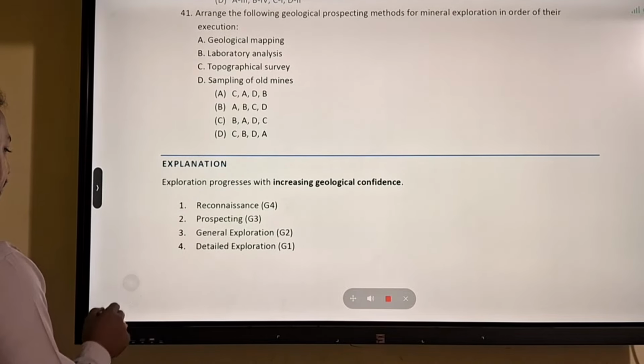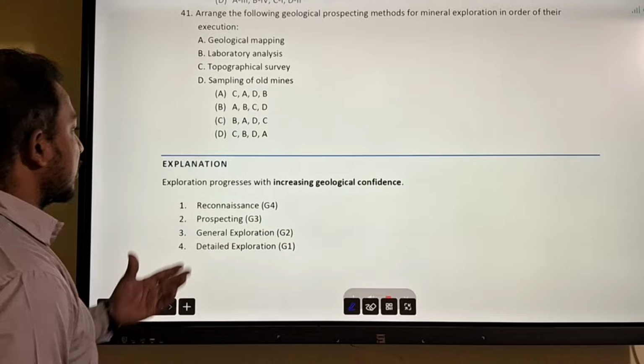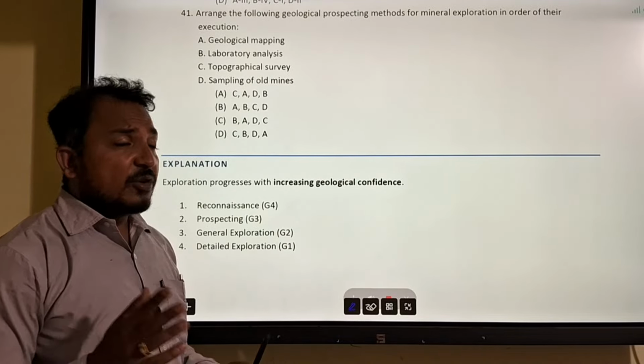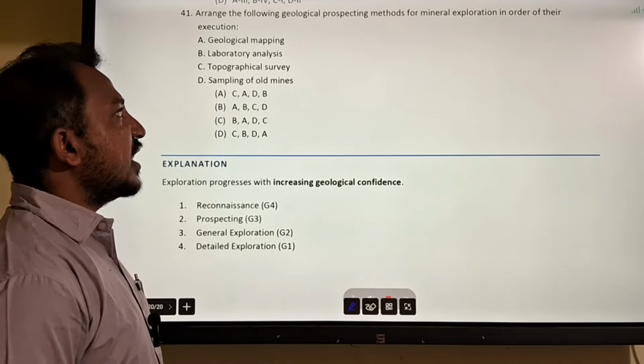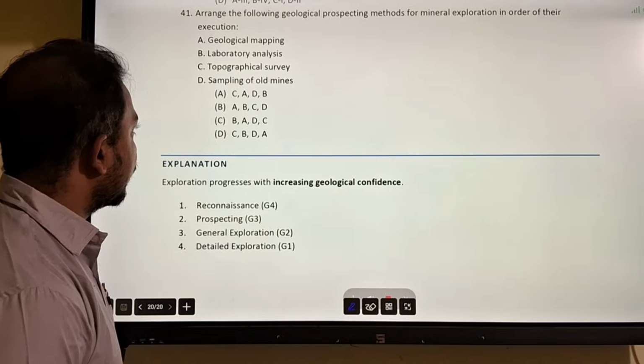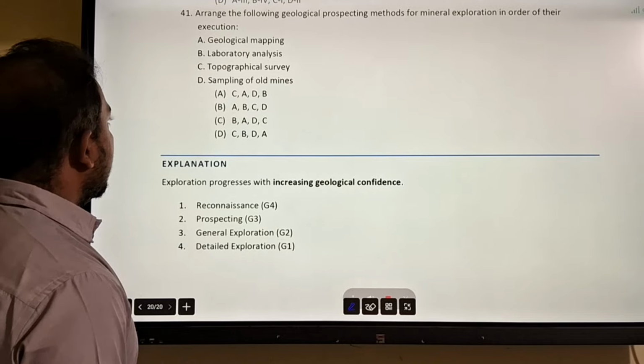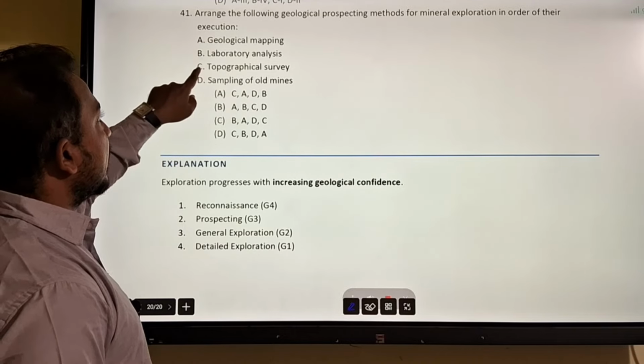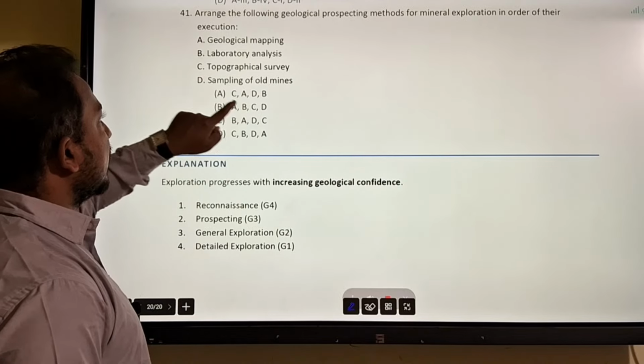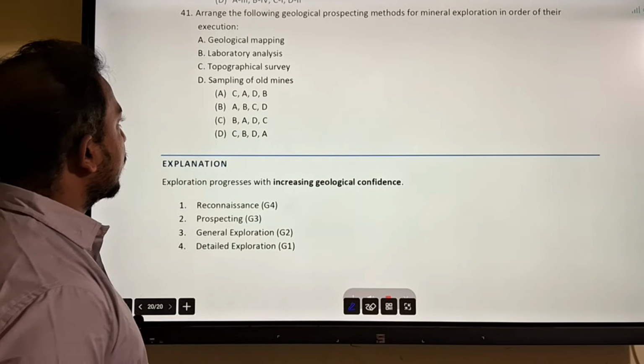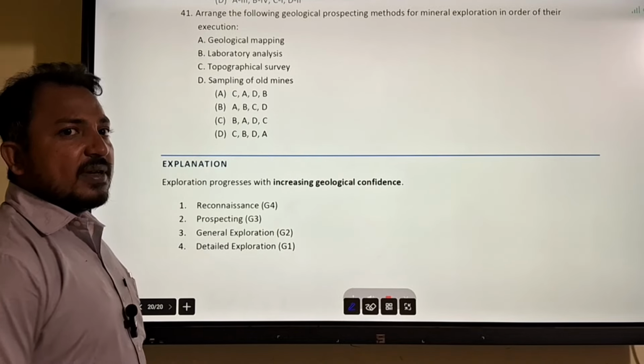So here I have given the different stages of exploration. Arrange the following prospecting methods for mineral exploration in order of their execution. First thing is geological mapping, then laboratory analysis, then topography survey, then sampling of old mines. So what will be the sequence?